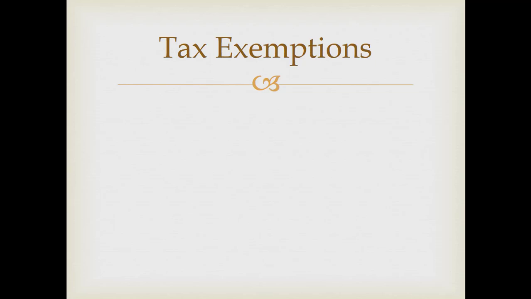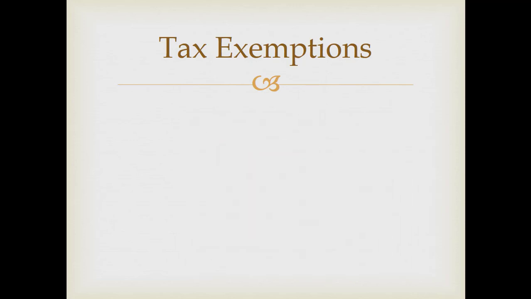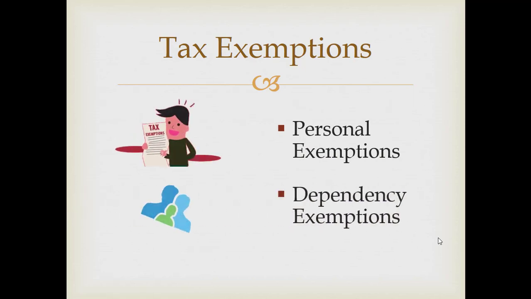In this tax tutorial, you will learn about exemptions. And again, just a reminder that each exemption reduces the income that is subject to tax by whatever the exemption amount is. And there are actually going to be two types of exemptions we take a look at. The first is a personal exemption, and the second is a dependency exemption.